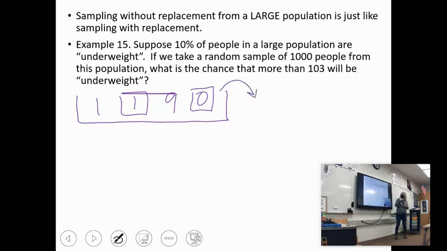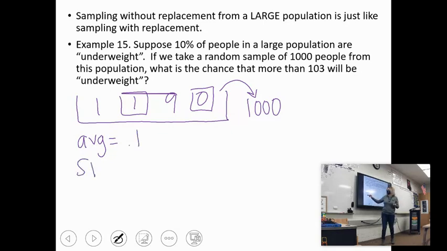And then we're going to draw, or sample from this population, how many times? 1,000. Good. And then we need to find the chance of this happening. So that means, what is the average of the box? This should be easy. 0.1, 10%. So the average underweight is 0.1, right?